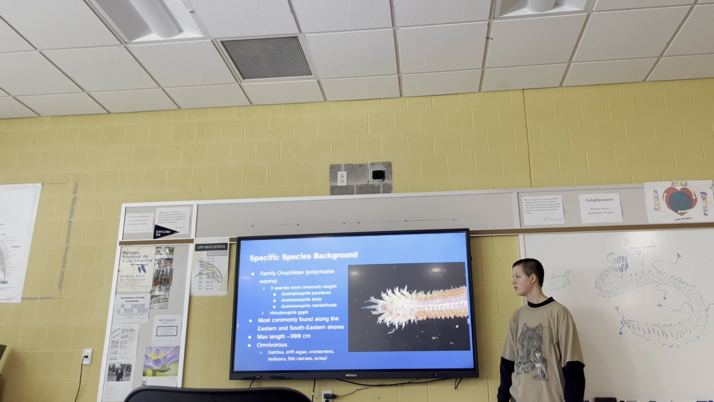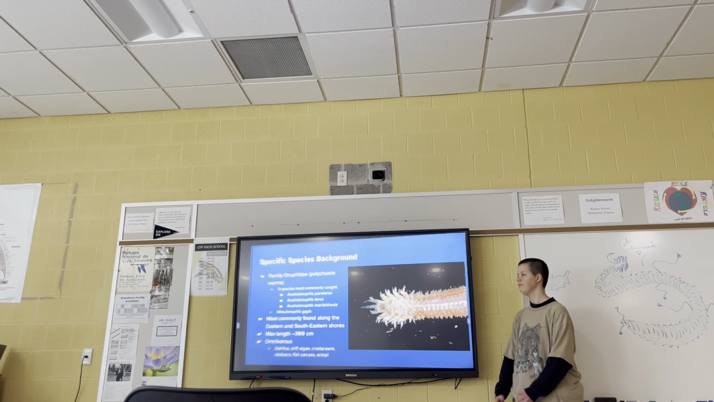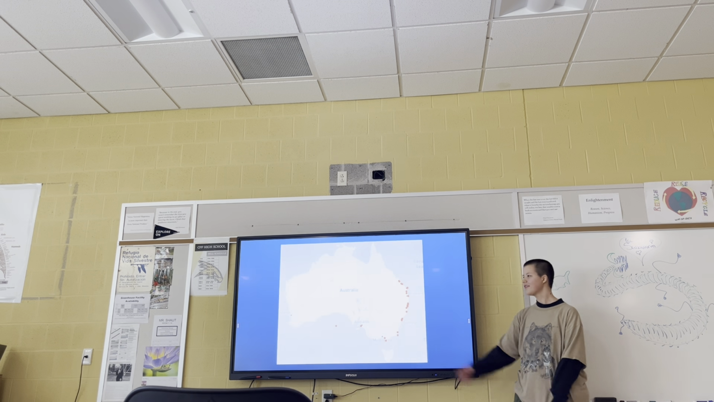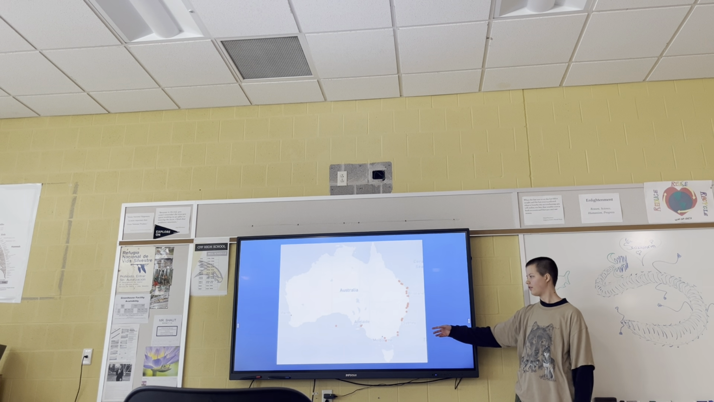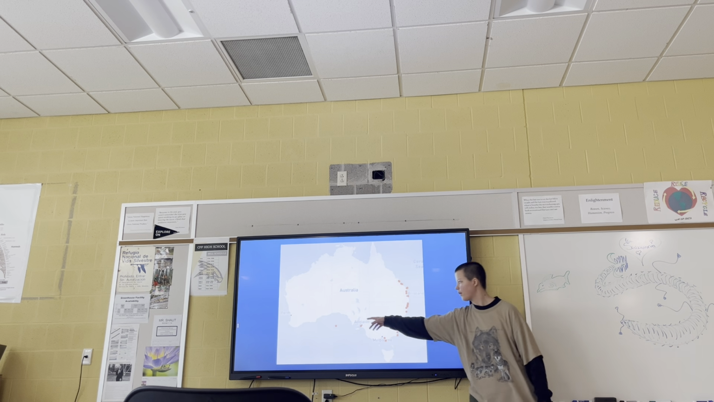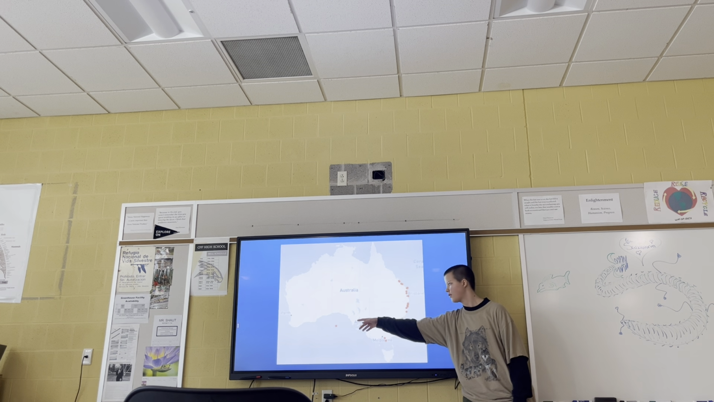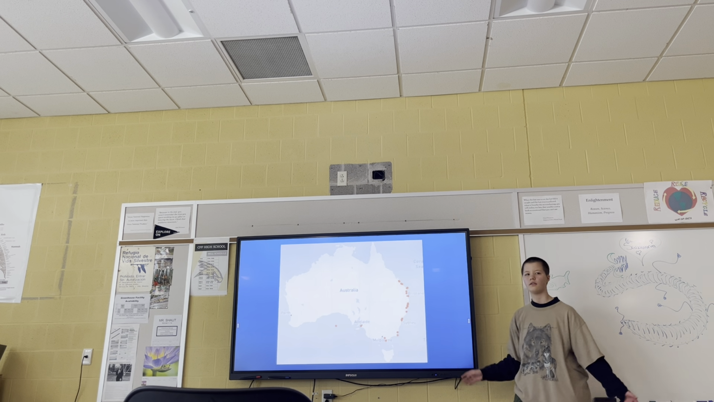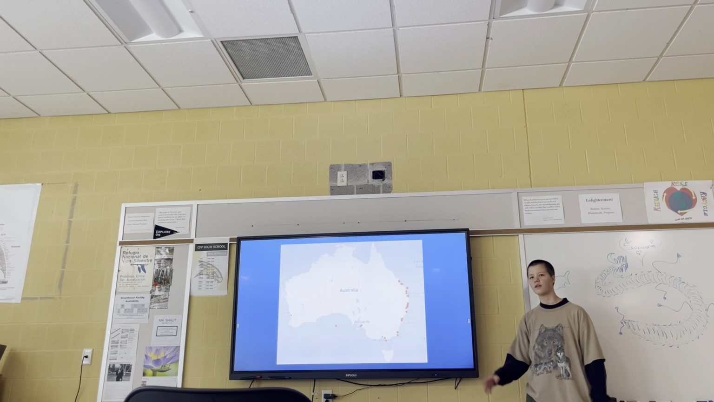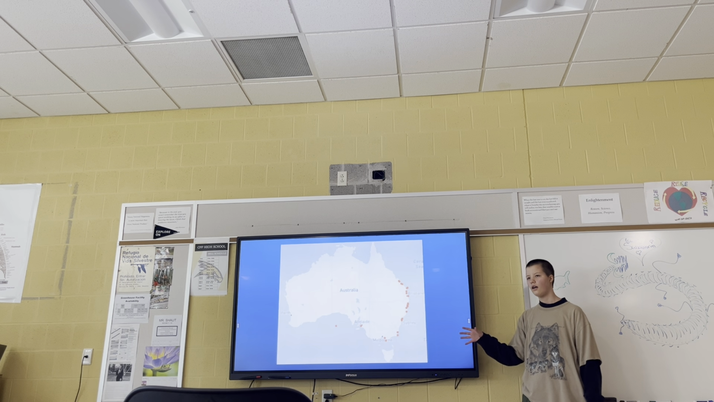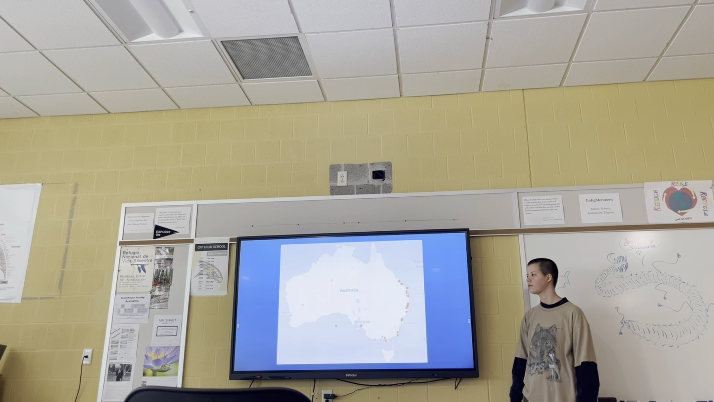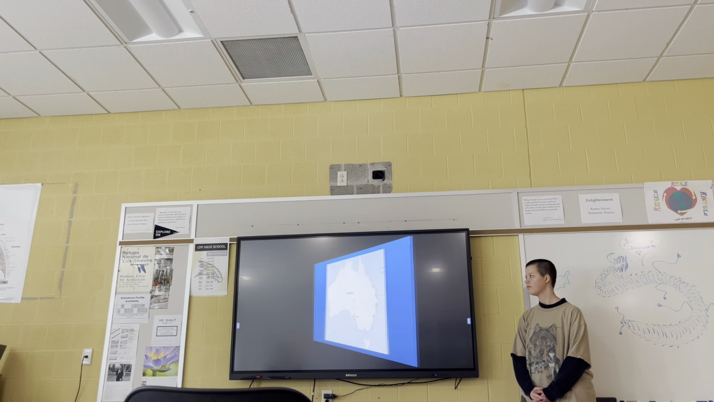This is just a visual of where they're most found. I think I've seen some other maps where they extend all the way right here, but they're only found in Australia and only on those beaches, because they rely on their food to be washed up onto the shores in order to eat it.